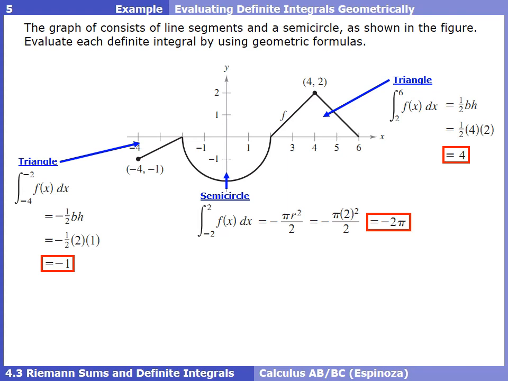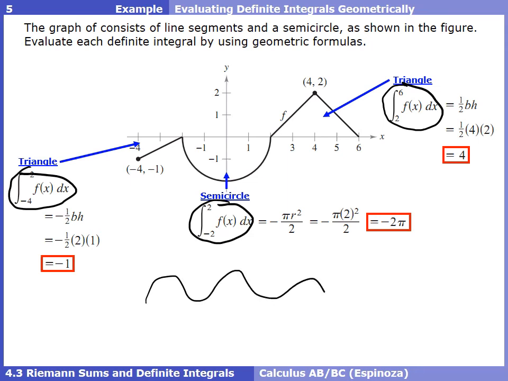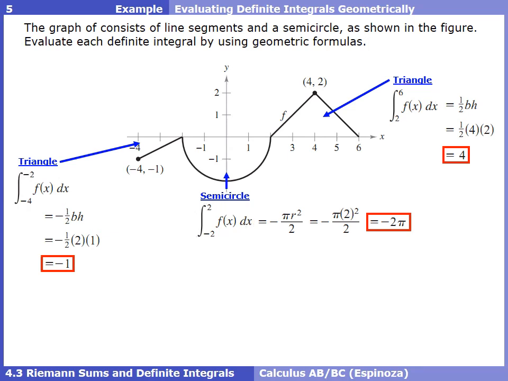3 fairly straightforward areas to find, but again, you have to tie together the fact that this definite integral in each of these problems is asking you to find the area. And in this case, since we're not dealing with some sort of wavy kind of function, and it's just simple geometry, we can find those areas quite simply.